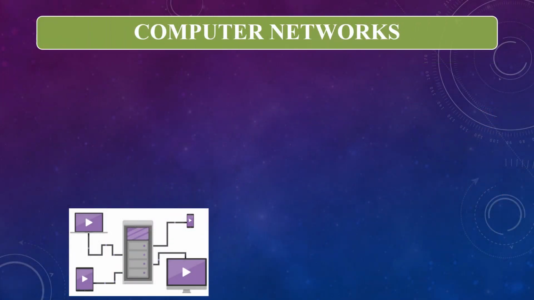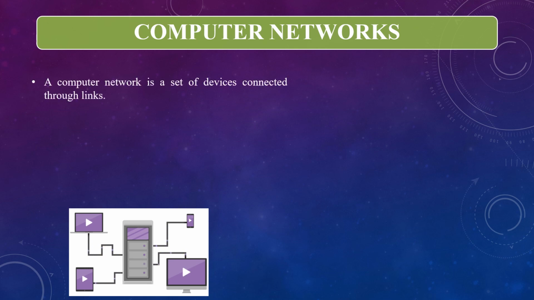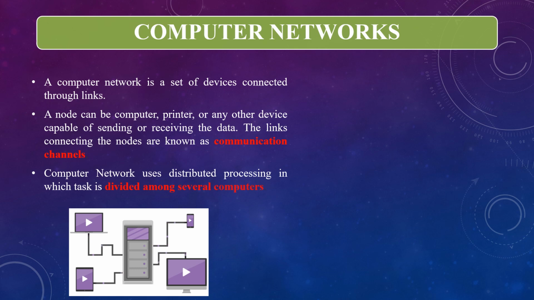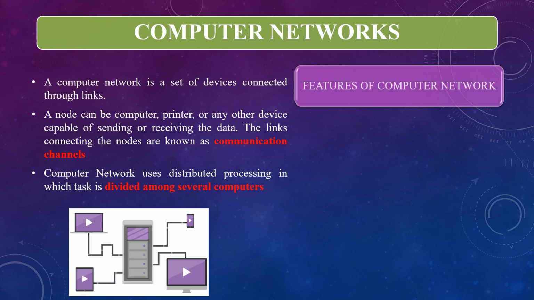Begin with computer networks. A computer network is a set of devices connected through links. A node can be a computer, printer, or any other device capable of sending or receiving data. The links connecting the nodes are known as communication channels. A computer network uses distributed processing in which a task is divided among several computers.